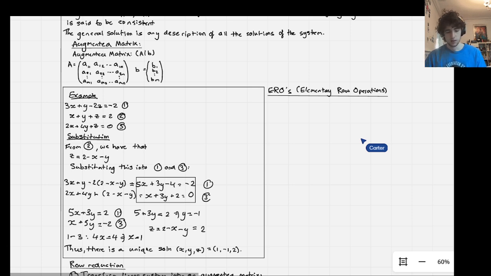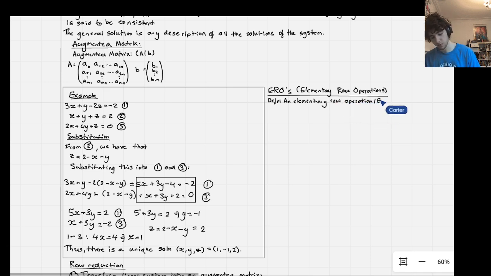So how do these work? Right, so I guess we should define them. Definition: an elementary row operation, or ERO, is an operation of one of the following three kinds.